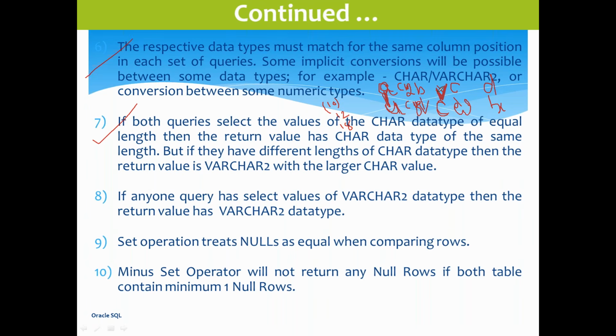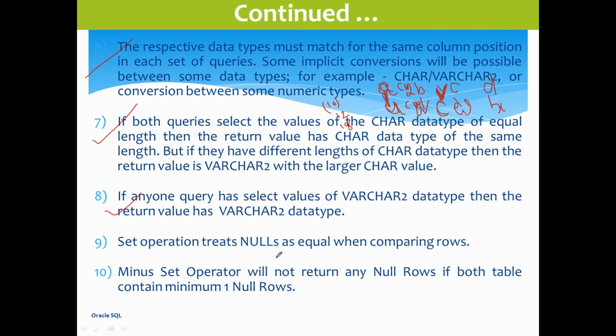The length also, the highest it will return, and if the same kind of data type is there, varchar and varchar2 also, varchar2 only it will return. That is the highest one. That is the eighth rule. Ninth rule: set operation treats null as equal when comparing rows.